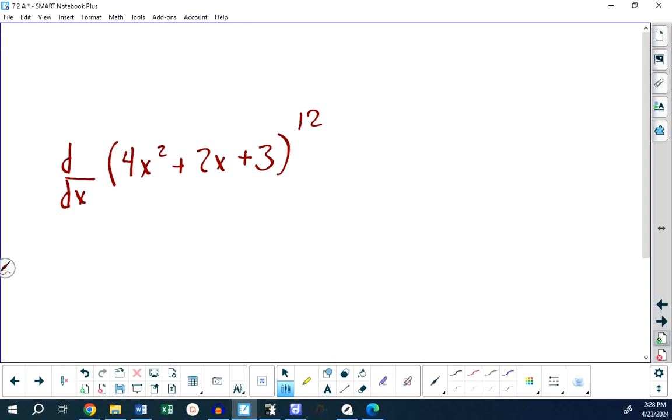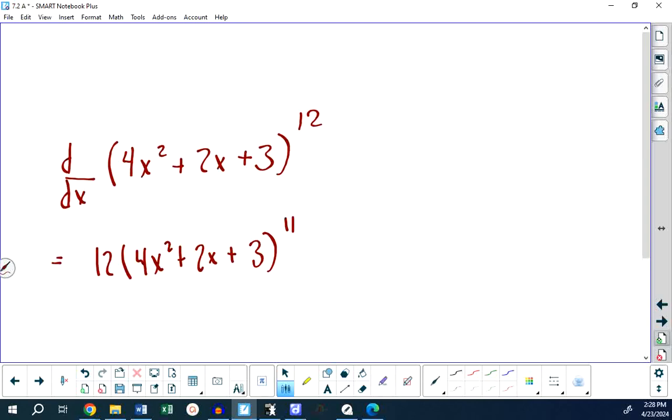And the derivative of this will be equal to 12 times 4x squared plus 2x plus 3 to the 11. I want to attempt to explain the chain rule to you again. When I first explained it to you, I talked about Xavier and Umberto and somebody else, and one person runs so many times faster than the other one.